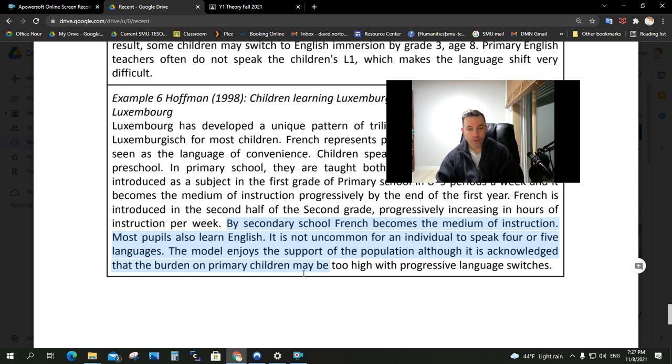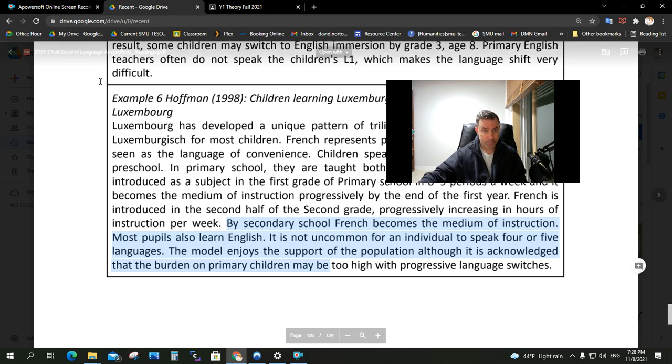Most pupils also learn English. It's not uncommon for an individual in Luxembourg to speak 4 or 5 languages. The model enjoys the support of the population, although it is acknowledged that the burden on primary children may be too high with progressive language switches. You know, I feel like children are capable of a lot, but maybe not 4 or 5 languages.